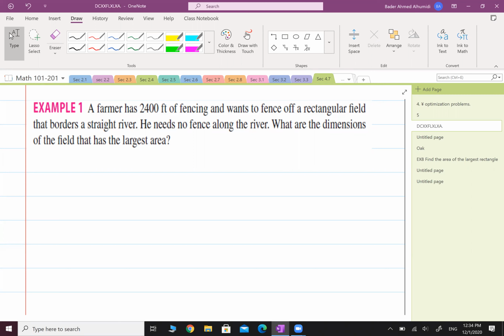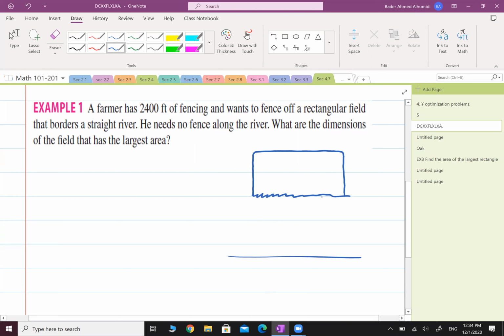Imagine he has a piece of land, and the river is coming, for example a farm, exactly on the border of the river. It says he needs no fence along the river. So let us start to imagine this shape. We have a land like this, rectangular, and there is a river here coming like this, passing through this. I will not sketch the whole thing, but this is exactly the shape, something like this.